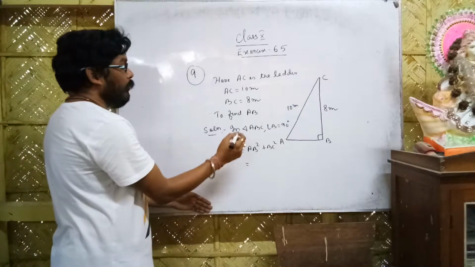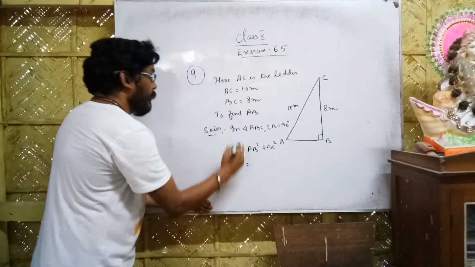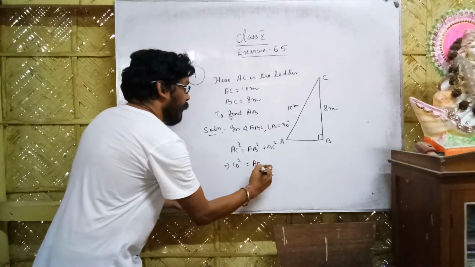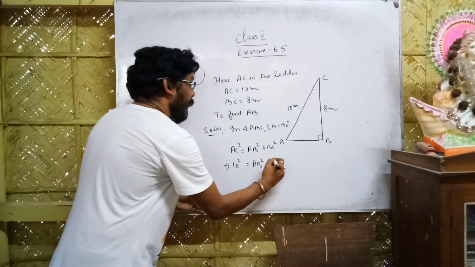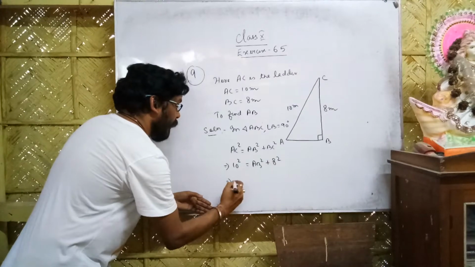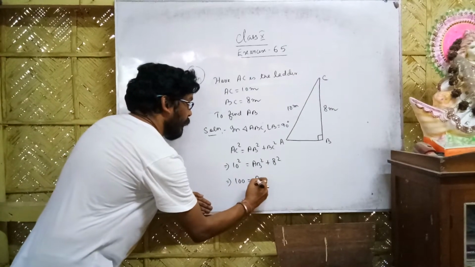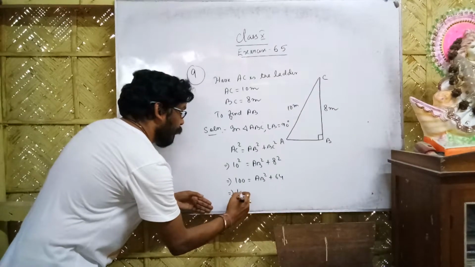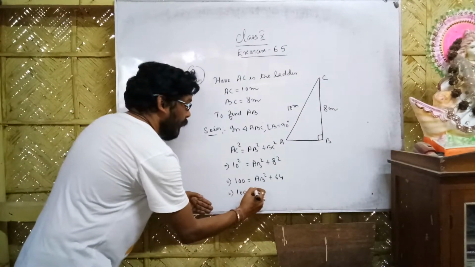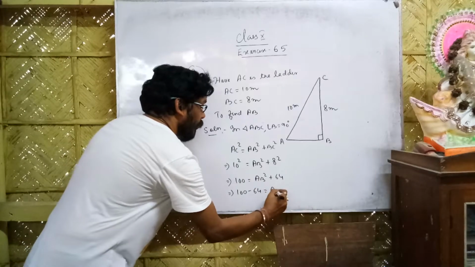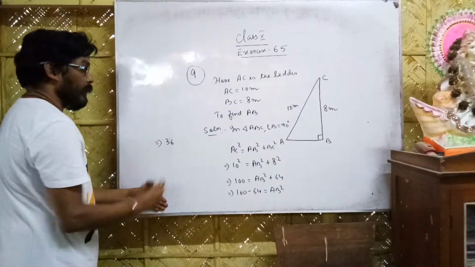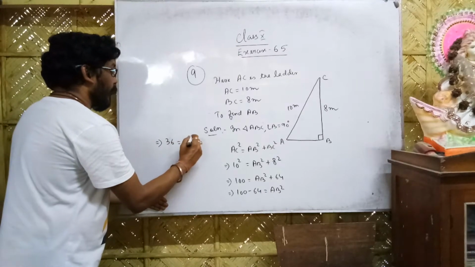Here AB value is not given. AC value is 10. So it is 10 square. AB you have to find out. And BC value is 8. 8 square. 10 square is your 100. Here it is AB square. This is 64. 64 you bring in left hand side to minus 64, so it is AB square. So 100 minus 64 is 36 equal to AB square.